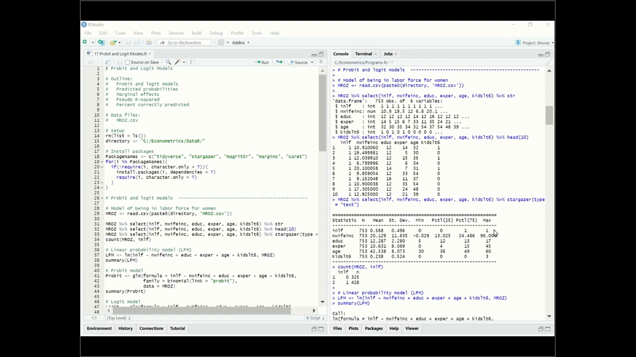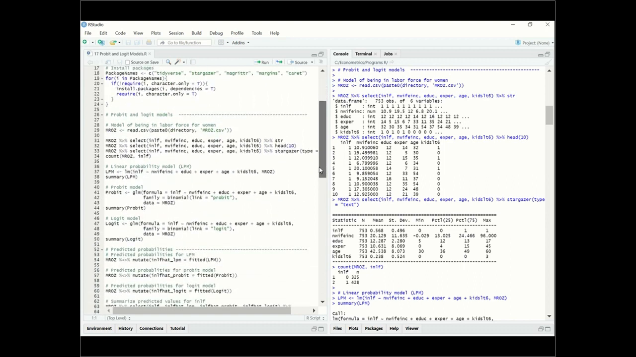If we would like to use count to also summarize this variable in labor force, here we have the number of zeros is 325 and the number of ones is 428 in the data set. Okay, so now let's go ahead and estimate different models here.